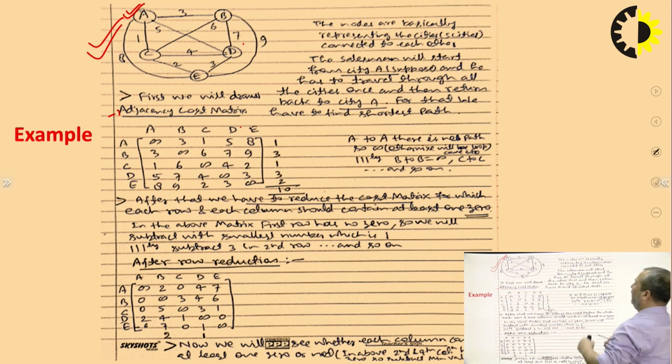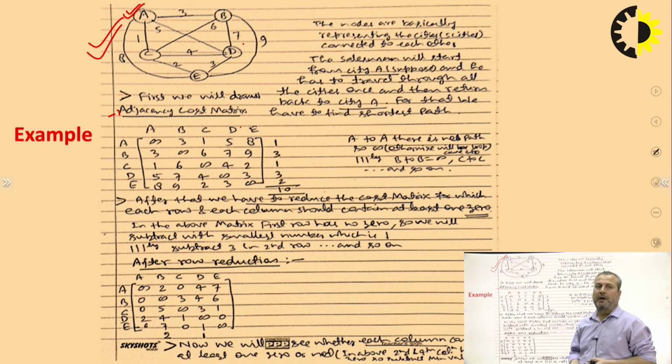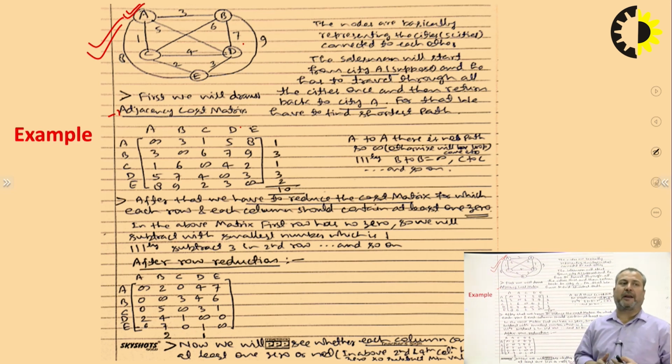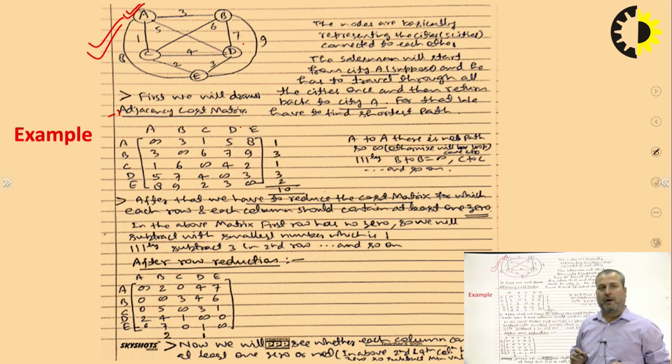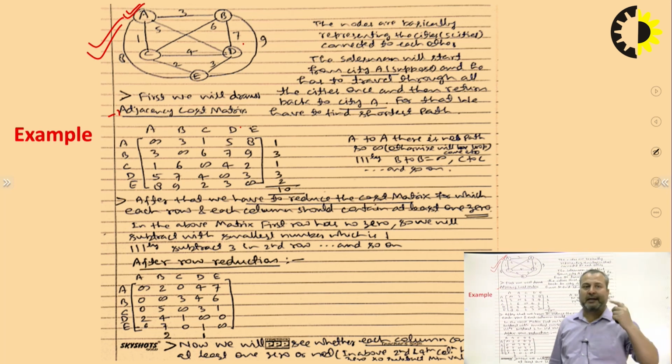So how will we reduce this matrix? This adjacency cost matrix must be reduced. So how will we make it? A matrix is reduced if all the entries of all the rows are either infinite or there is at least one 0, at least one 0 or all infinite. If it is so, then it is reduced. If it is not so, then how will we make it?